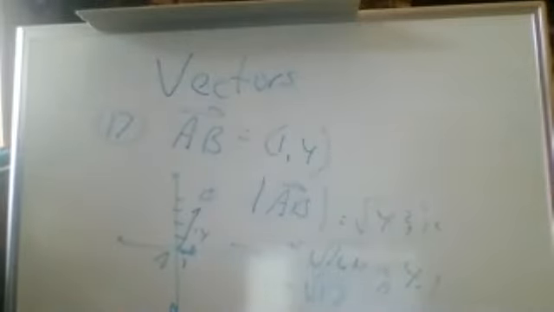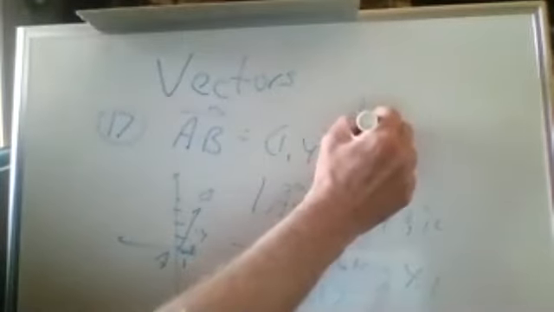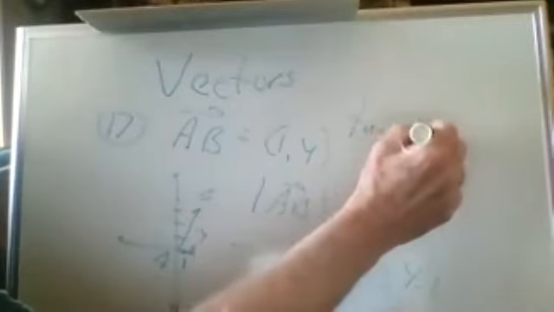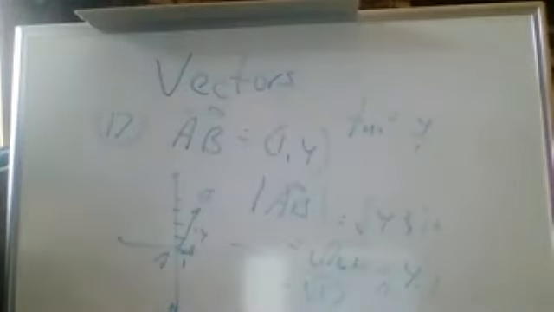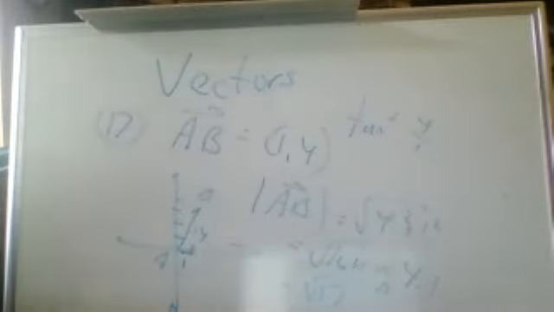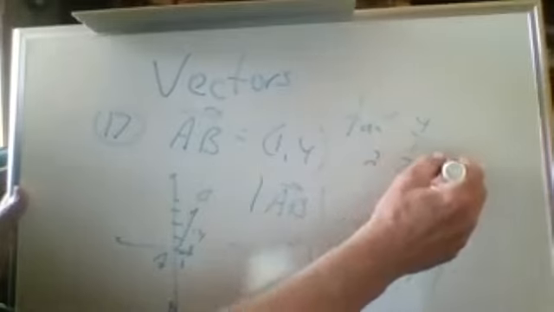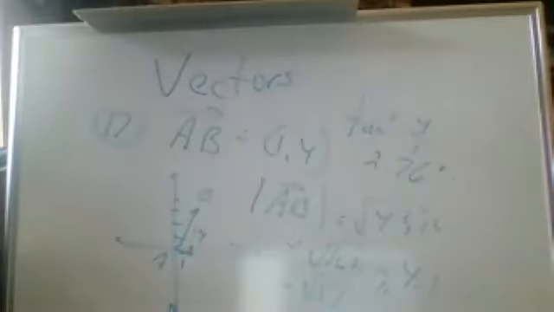To find the direction, that would be the inverse tan of 4 over 1. So you go to your calculator, make sure you're in degree mode, and you do the inverse tan of 4, and that gives you 75.9. It says to the nearest degree, so approximately 76 degrees would be the direction. Pretty simple, right?